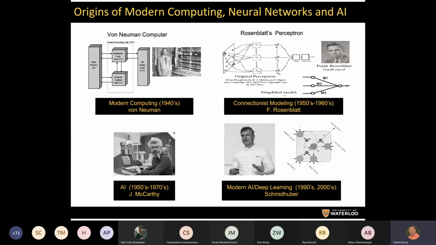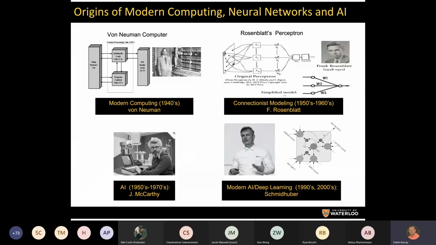So the origin of modern computing, neural networks and AI dates back to the 1940s. And here I'm tackling mostly the machine learning components and neural networks. So I'm not tackling the fuzzy logic component here, which is going to be the main focus of our course in this particular set of lectures for this term.